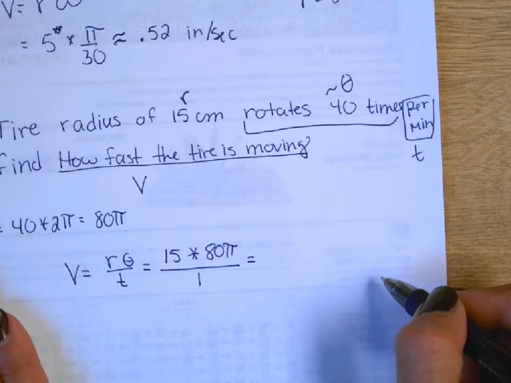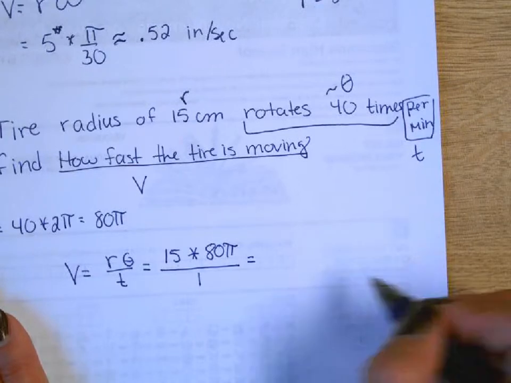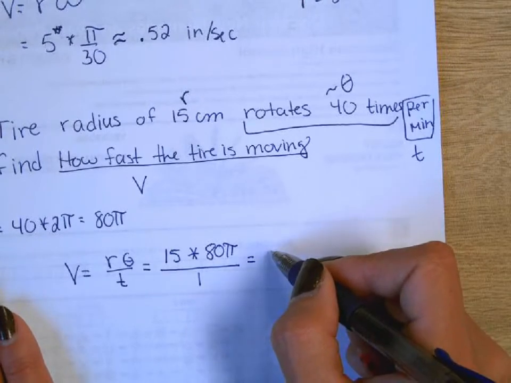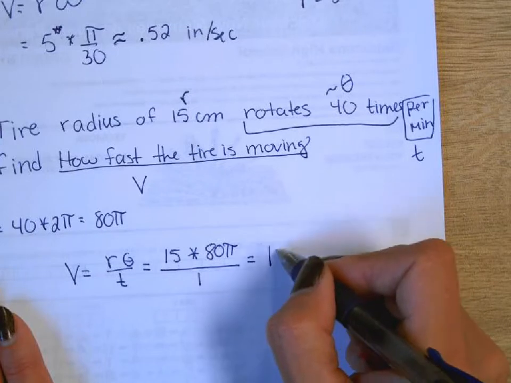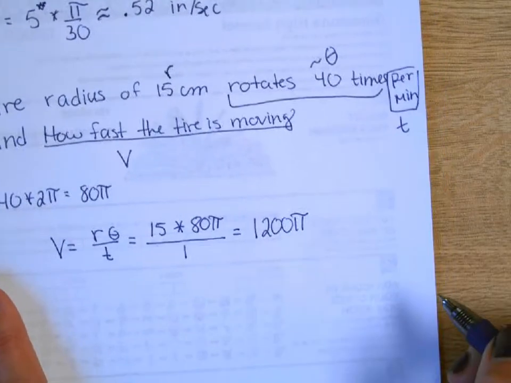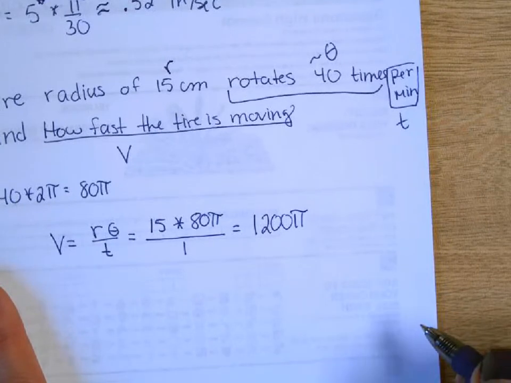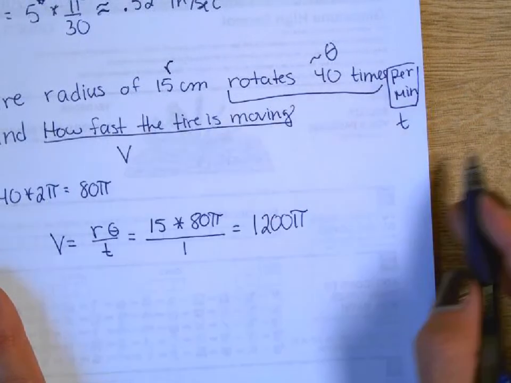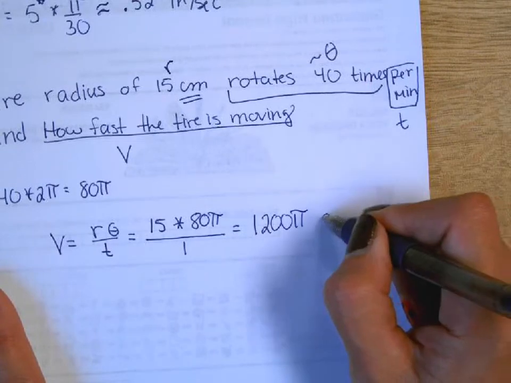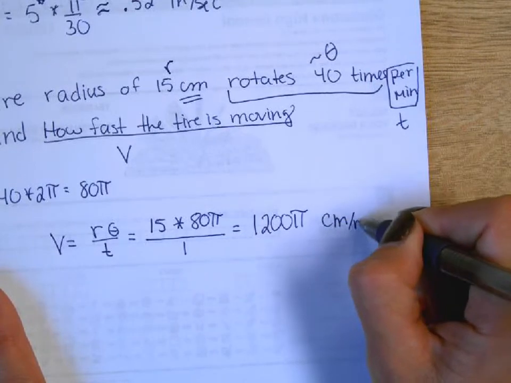Do you want to leave pi on the answer? Let's leave pi visible. 1,200 pi. What would the units be if this is a linear velocity? Centimeters. You need a distance and a time. What was my distance unit in here? Centimeters, and my time unit was minutes, so centimeters per minute.